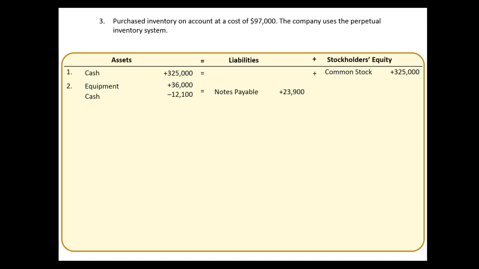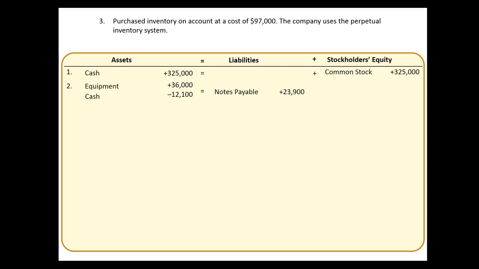On the other hand, since we took out the loan, the equation balances because liabilities were also increased by the same amount our assets were increased. This is an example of our equation is still in balance, but we increased one asset and we decreased another asset.